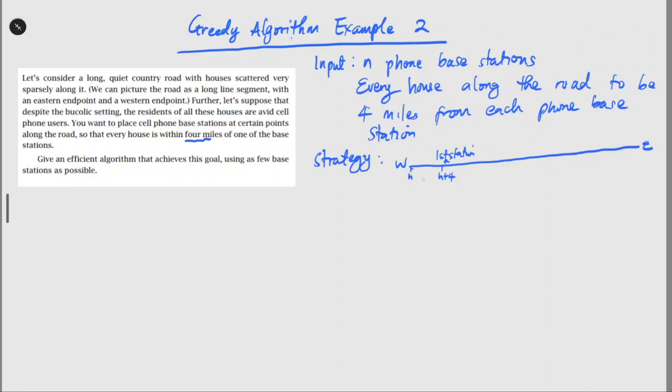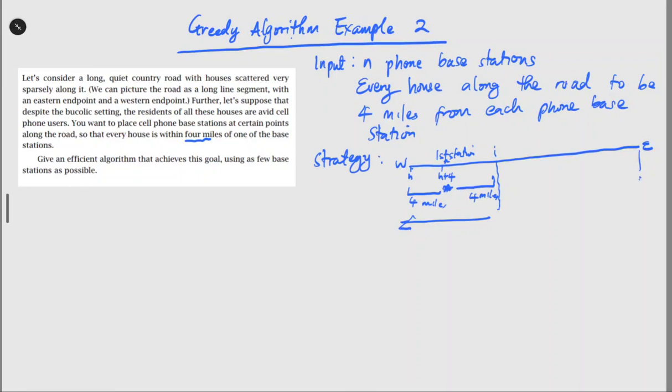Now, this phone base station is 4 miles from H and also 4 miles from all the houses up to H plus 8, right? This is 4 miles. This is 4 miles. So I'm going to remove all of these houses, everything here. Then I'm going to repeat the same process. And I'll repeat this process until I cover all houses up till the last house here.